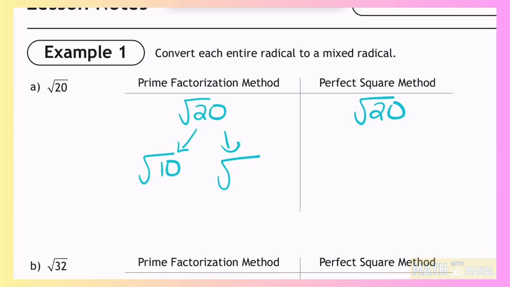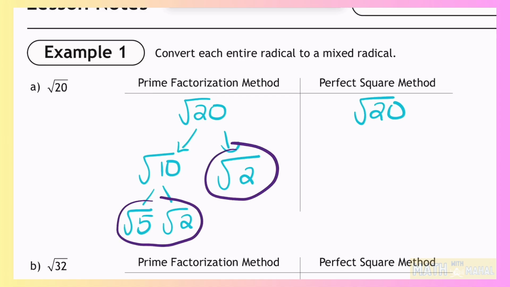So the first set of numbers that I know that multiply to 20 are going to be 10 and 2. 2 cannot be broken down any further, but this square root of 10 definitely can. So I can break that down into the square root of 5 and then the square root of 2. So now what this means is I can start to put them together to become my mixed radical. So what this leaves me with is these factors here. And we're going to be multiplying them together.